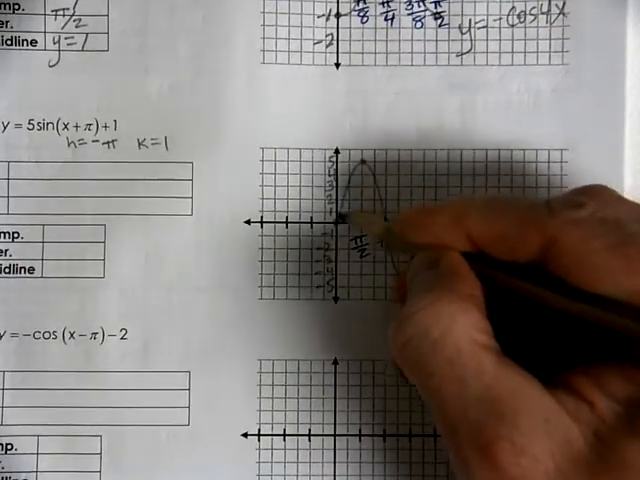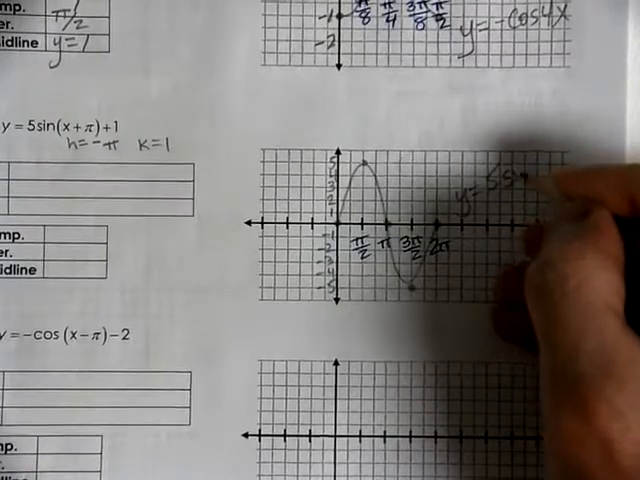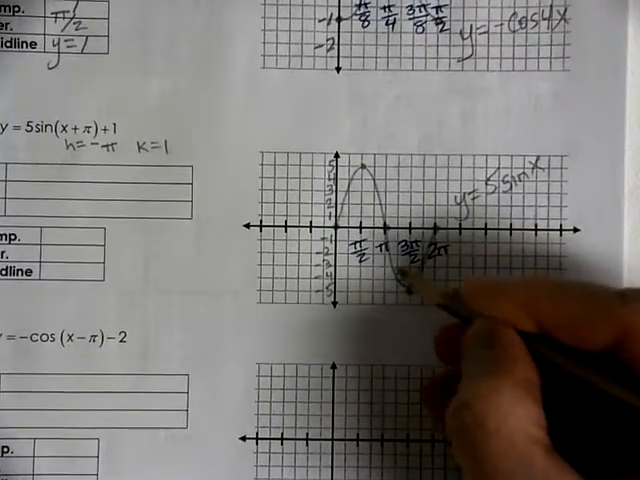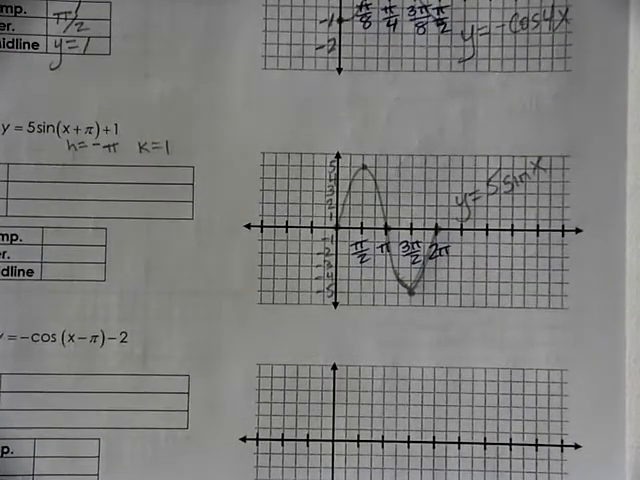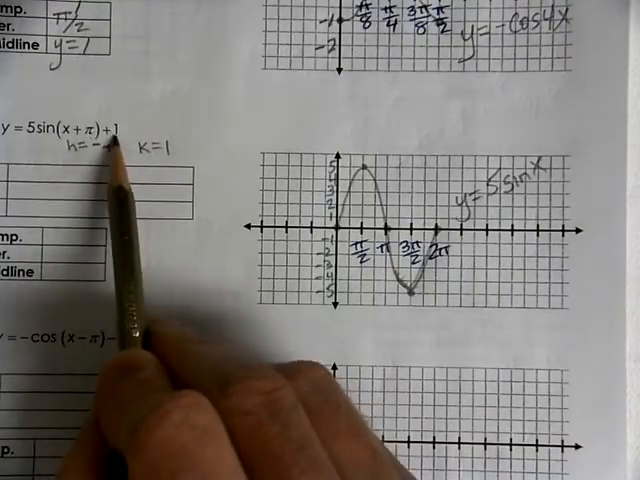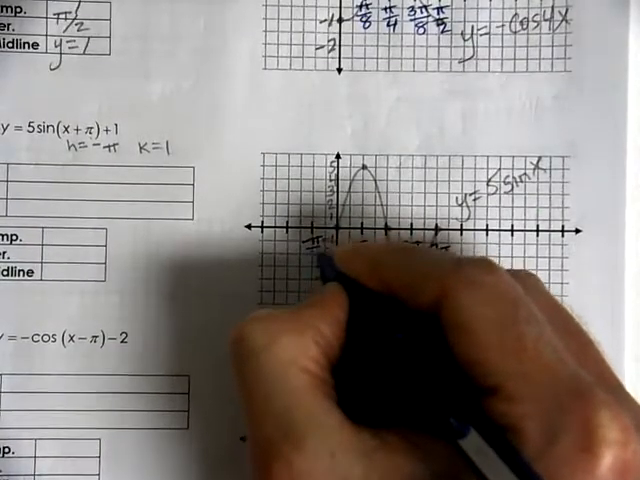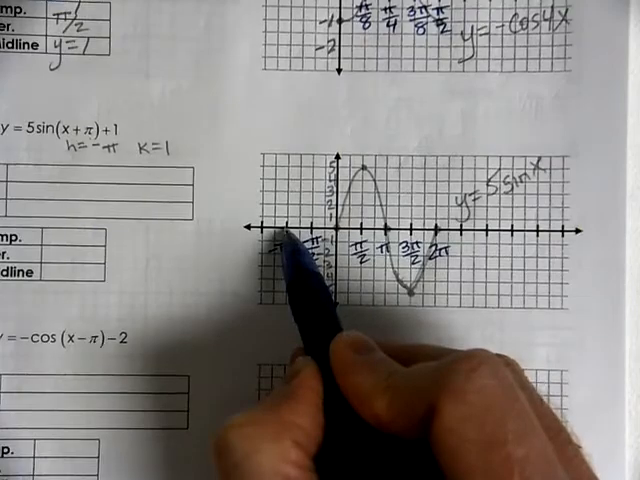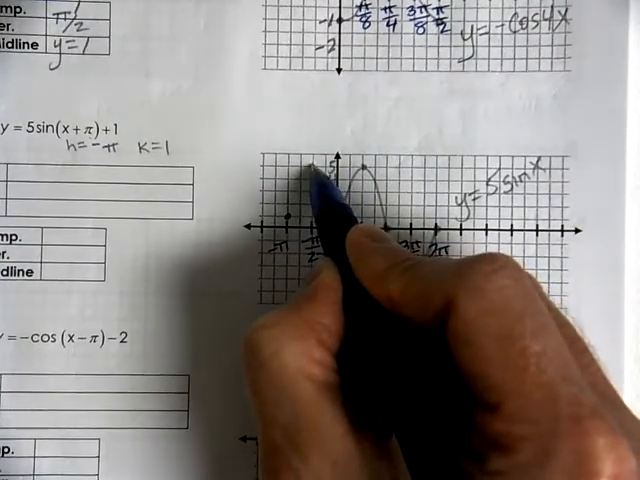Try to curve it the best you can. So that's y equals 5 sine of x. Try to make it touch those points. Now we're going to translate it. We need to translate it to the left pi and up 1. So to the left pi, remember each unit, each increment is half a pi. So we're going to have to do 2 increments to the left and 1 up.